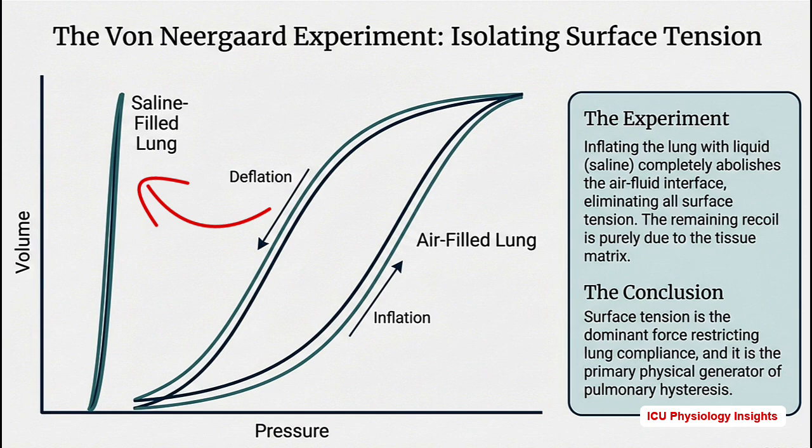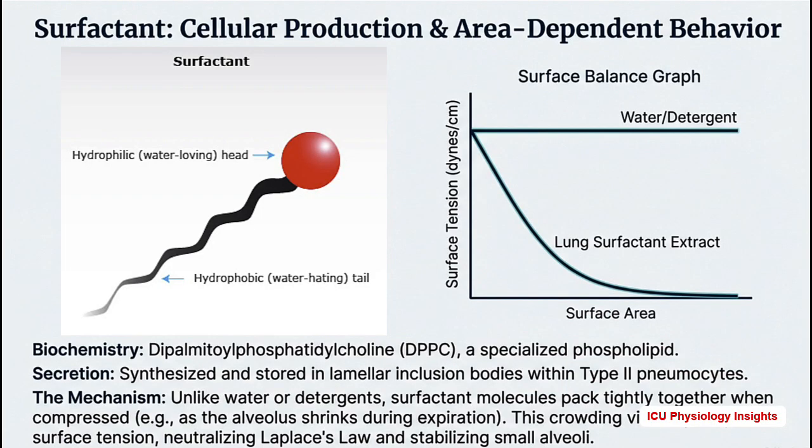This is the proof. The majority of the lung's elastic recoil in the work of breathing isn't about stretching elastin and collagen. It's about overcoming the surface tension at the alveolar surface. And the solution to this problem is pulmonary surfactant. It's a phospholipid protein complex secreted by type 2 pneumocytes.